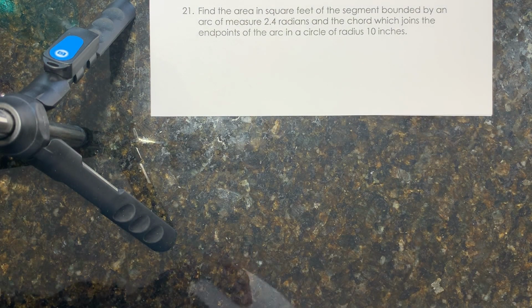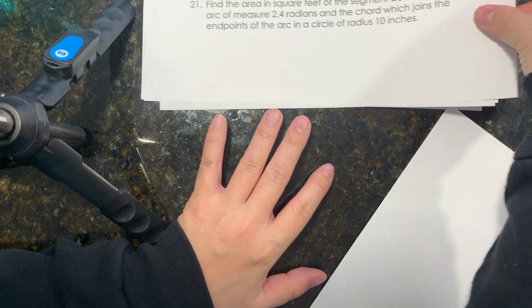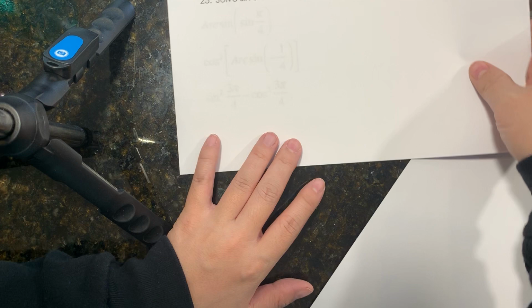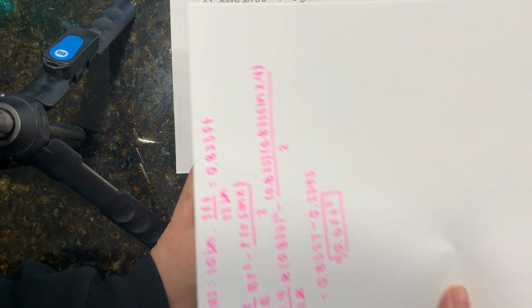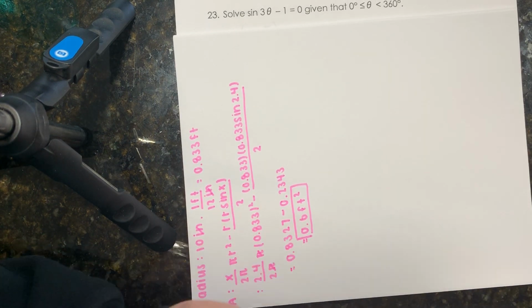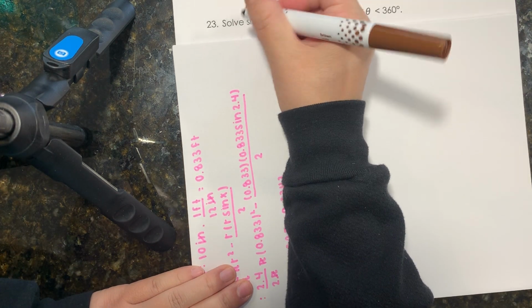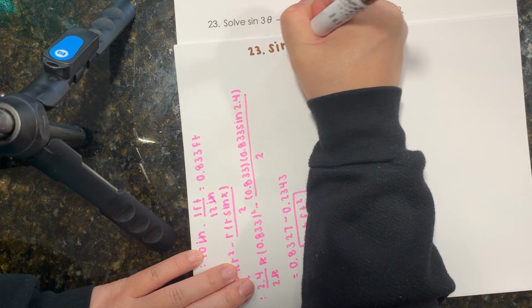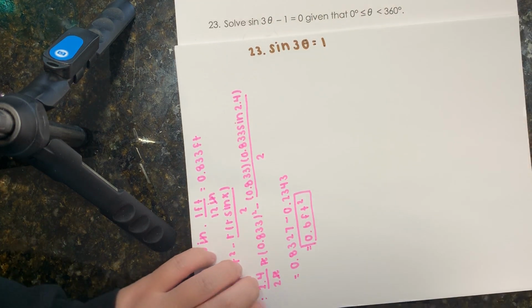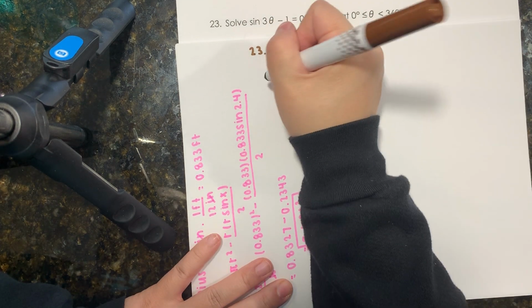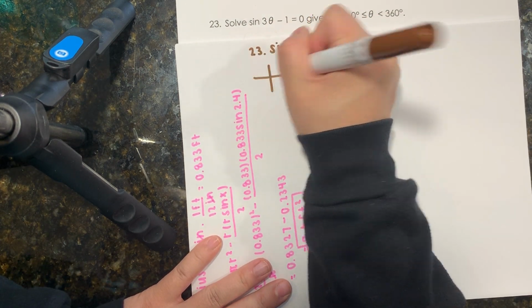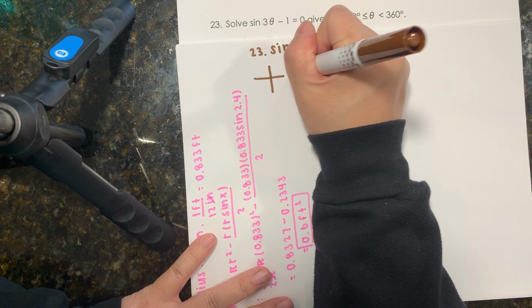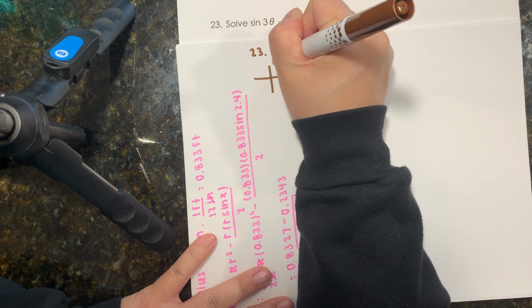Now we're going to move on to number 25. Nope, number 23. So for the first thing that we're going to do for this one is I'm going to move the 1 to the other side. So for number 23, I'm going to have sine of 3 theta is equal to 1. Now, this is going to require us to use a unit circle because I don't have a reference triangle that has an opposite of 1 and a hypotenuse of 1. So I'm going to create my unit circle.